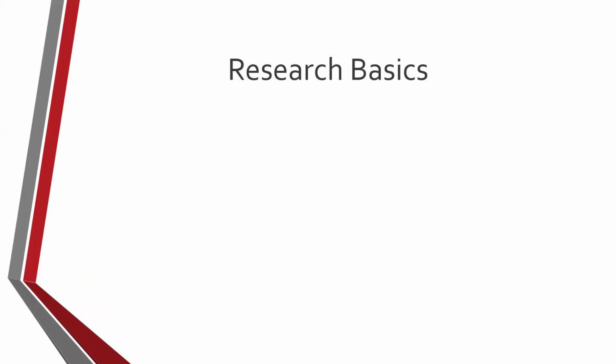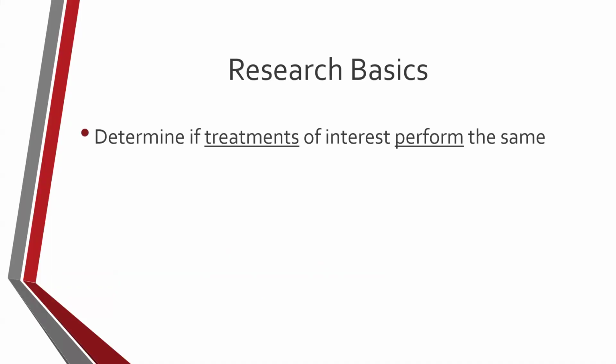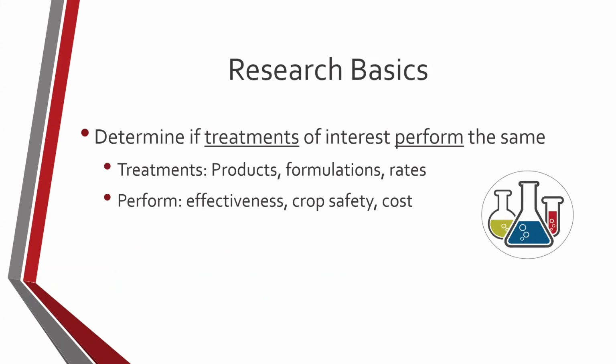So we'll start way at the top from a very broad perspective. Of course, the goal of research is we're trying to determine whether our treatments of interest perform differently. And your choice of treatments could be different products, different formulations, different rates of application. It doesn't really matter. We just want to know if those treatments can be distinguished from one another, whether it's in their effectiveness, the safety to the crop, or the cost, or maybe we're hoping the performance is indistinguishable because our product is cheaper.